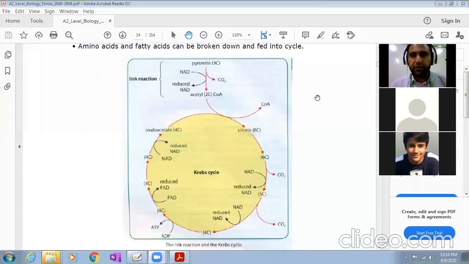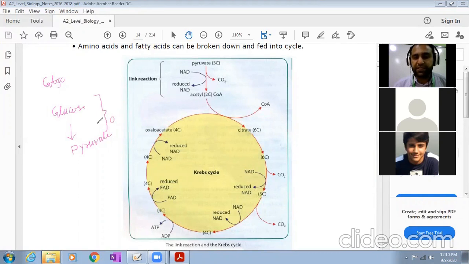Okay, Rian, I just want to clear your question. If glucose is converting, right? If glucose is converting into pyruvate, so this step is actually which process? This is glycolysis. Up to here, this is oxygen independent. There's no effect of oxygen on this. There's no need of oxygen, this will happen anyway.